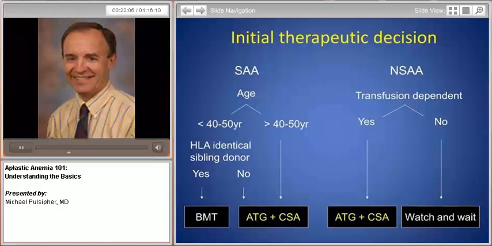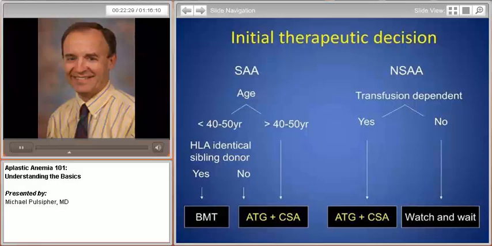Those who become transfusion dependent, because transfusions can cause problems, red cells can give you iron overload, and platelets can make you platelet resistant such that you'll get to a point where you will no longer respond to them and will have problems with bleeding. So whenever someone becomes transfusion dependent, that's the time to consider treatment with immune suppression.